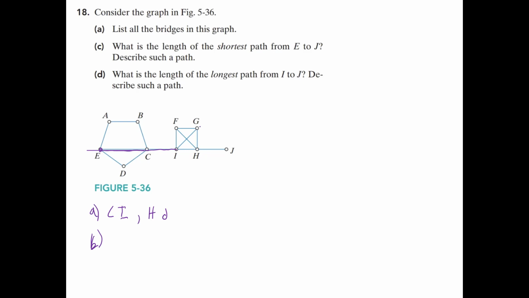If I go up or across, I'm going to increase the amount of edges that it takes to get to here. And so then why do that? Just go straight across. So going straight across is going to be the shortest path in this case. And so we get E to C, C to I to H, and H to J. And there we go. What is the length of the longest path from I to J?